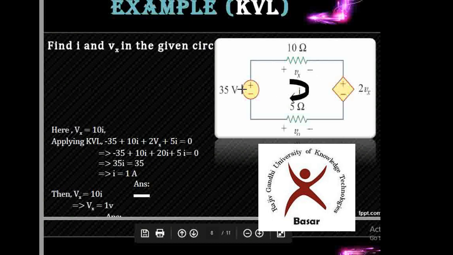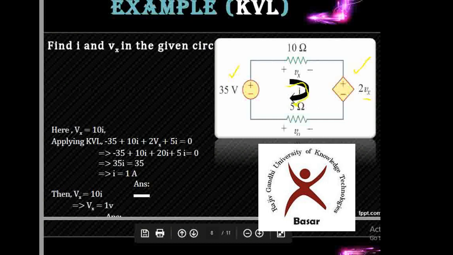In the closed loop we have an independent voltage source of 35 volts and a dependent voltage source, because it is a rhombus shape. It has a voltage of 2 times Vx, where Vx is the voltage across the 10 ohm resistor. So the voltage across the 10 ohm resistor defines the voltage of this dependent voltage source. Let us try to find the current I in this closed loop and Vx.